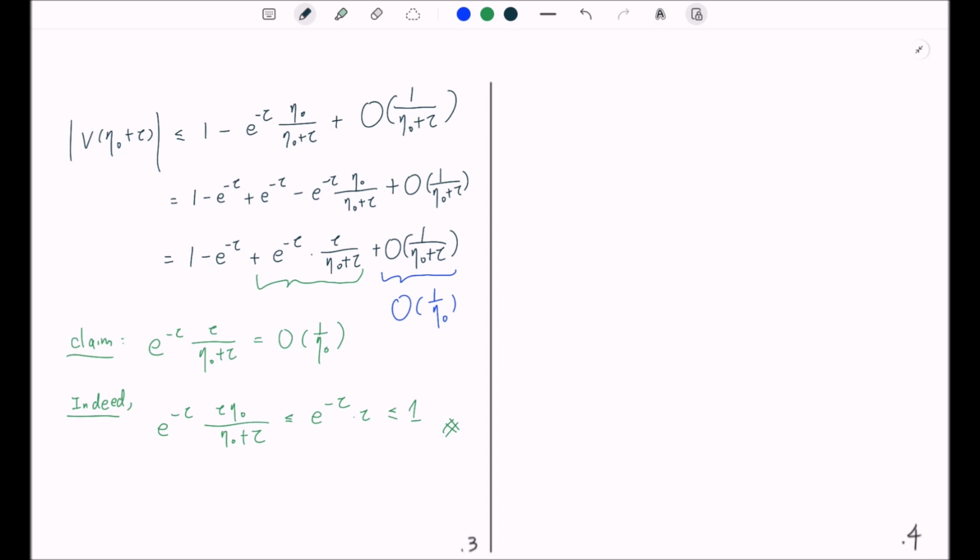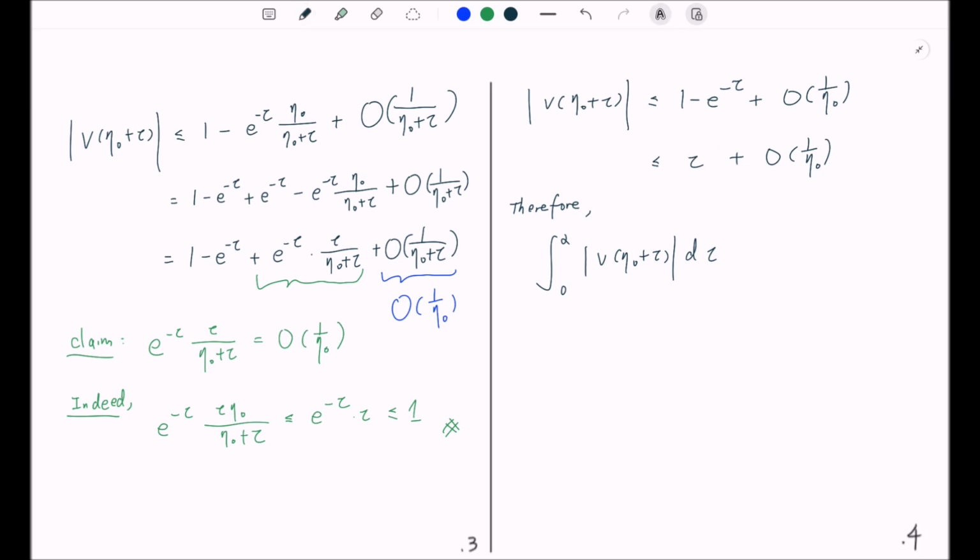Therefore, we have the absolute value of v of eta naught plus tau is bounded by 1 minus e to the negative tau plus big O of 1 over eta naught. By calculus, we know this term is always less than or equal to tau. So now we get a really simple upper bound estimate for v of eta naught plus tau, given that eta naught is a positive root of v. Now we can finish the proof of this lemma.